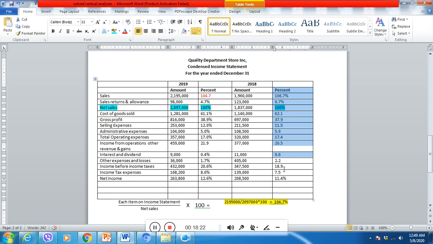Here all the students please keep in mind, you have to see the major changes. What are the major changes that take place between both years, last year and this year? We will not see minor changes, we will see the major changes and major items, and on the basis of these items we will take the decision whether the financial position of the company is strong, whether the company is growing or not. So we see the interpretation.